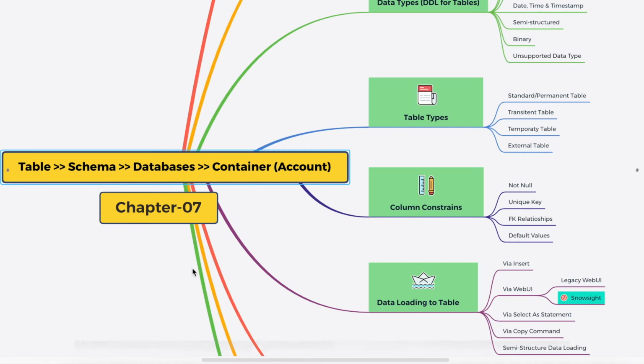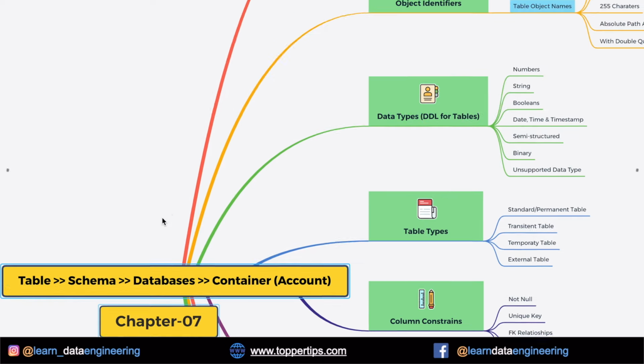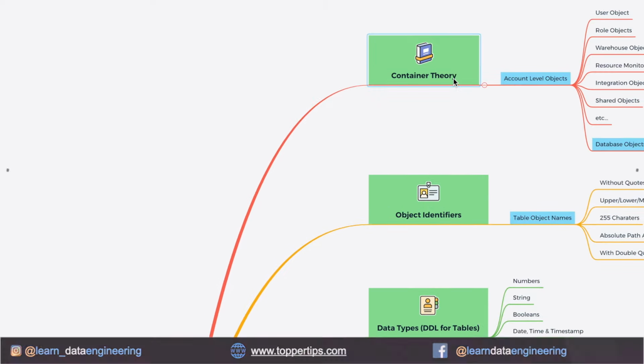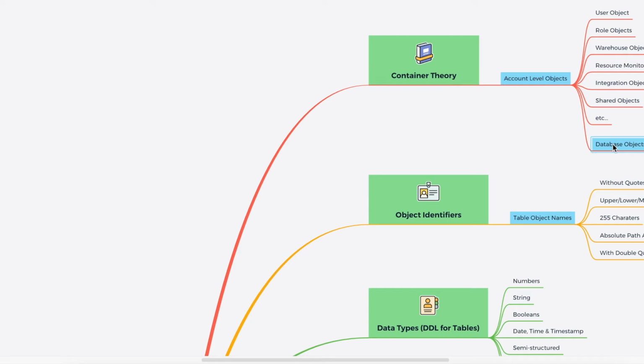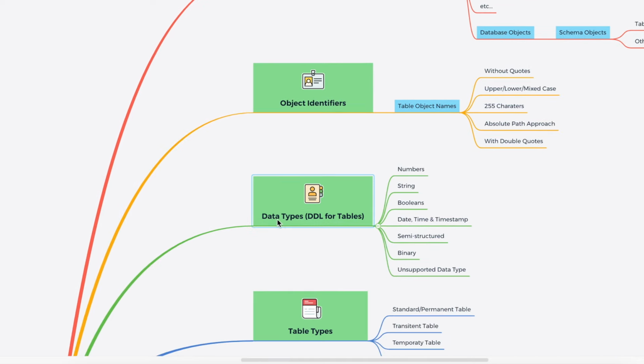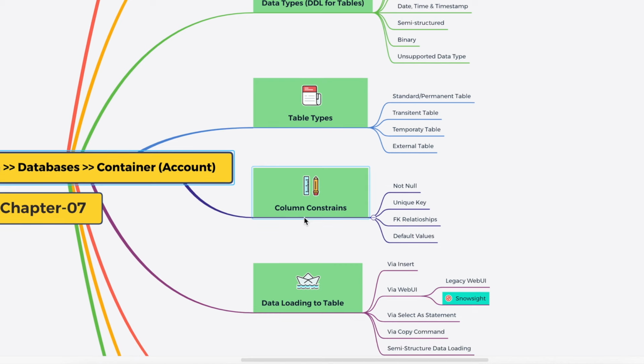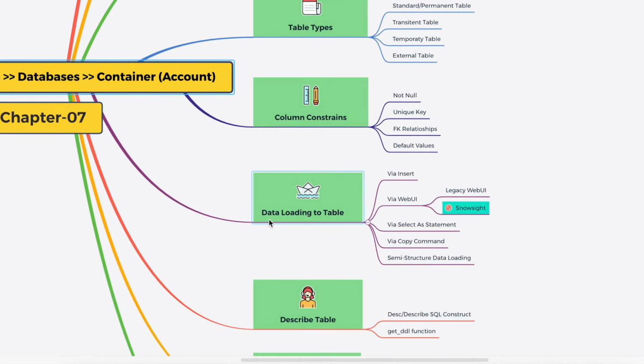So we have covered pretty much about container, database, schema, and table as a part of chapter 7. We have seen the container theory, what all the account level objects versus database and schema level objects. We have seen the object identifier, how to really give the object identifier. We have seen the different data types for creating the DDL. We have seen the table types like transient table, permanent table, and external table. We have seen the column constraint. We have loaded the data through the web UI. We have loaded the data through SnowSQL using the copy command.